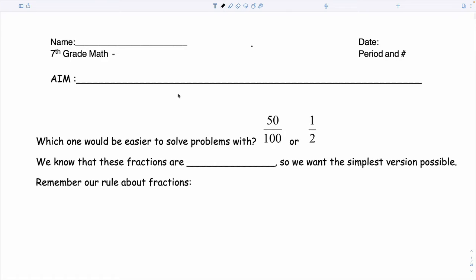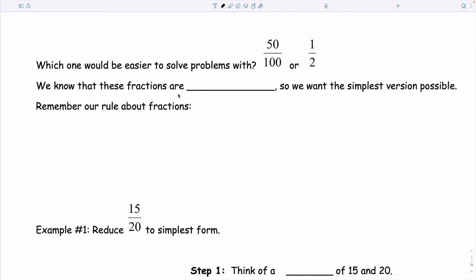Okay, aim is that on the board. If these two processes seem really easy to you, that is a good thing. If they seem really hard to you, that is also a good thing because we need to get you proficient by next week when we do fractions at a 6th or 7th grade level.